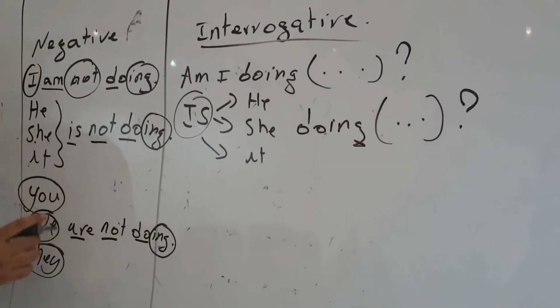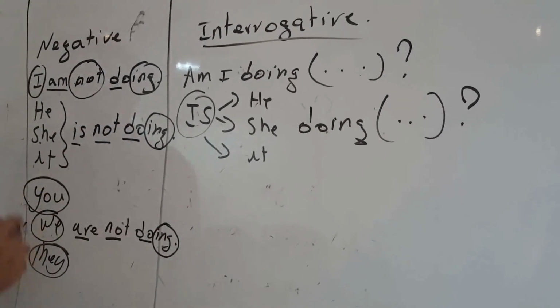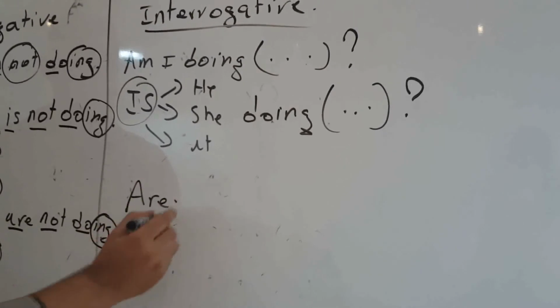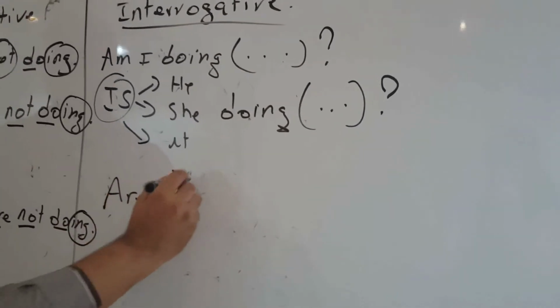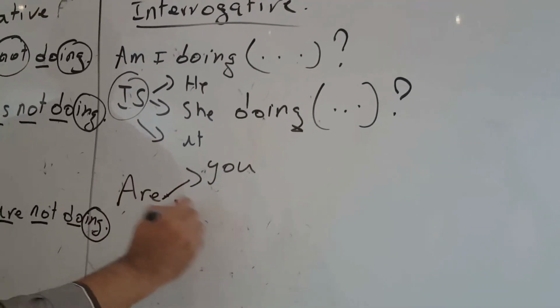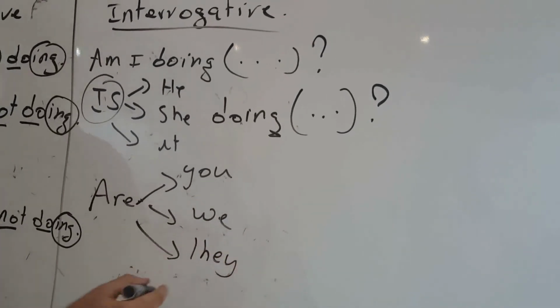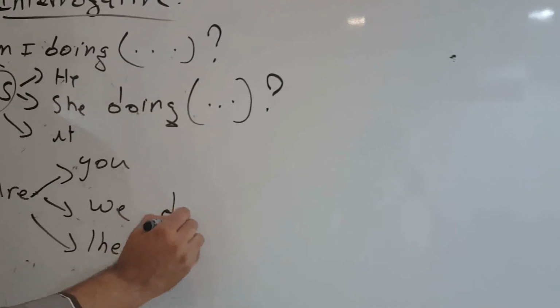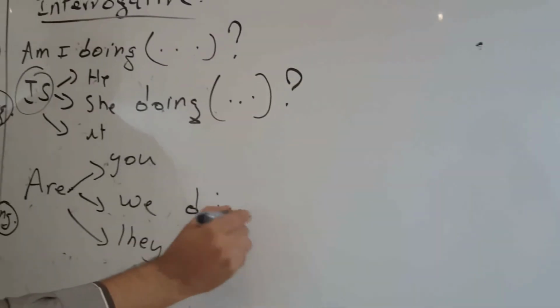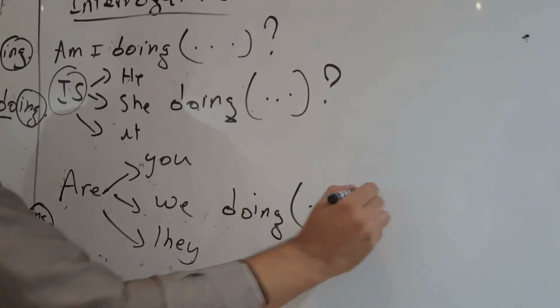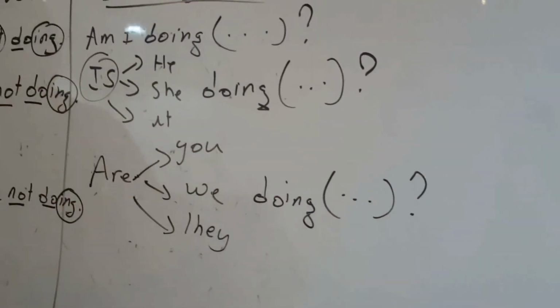As for the next three personal pronouns, you, we, and they, we only begin by "are." Okay? Here "are" plus you, we, and they. And then we add the verb that's used in the present progressive, and then the object complement. Okay, so, are you doing something?